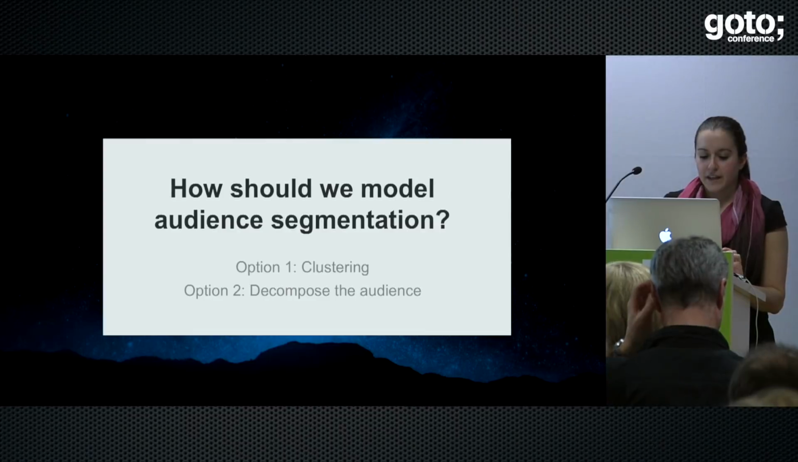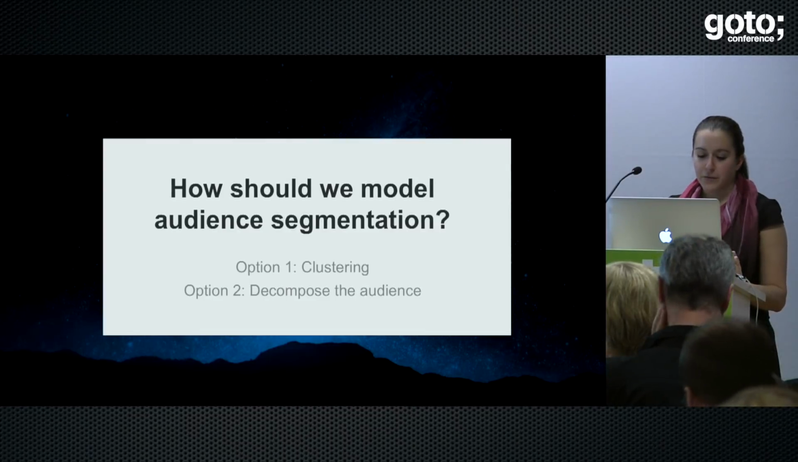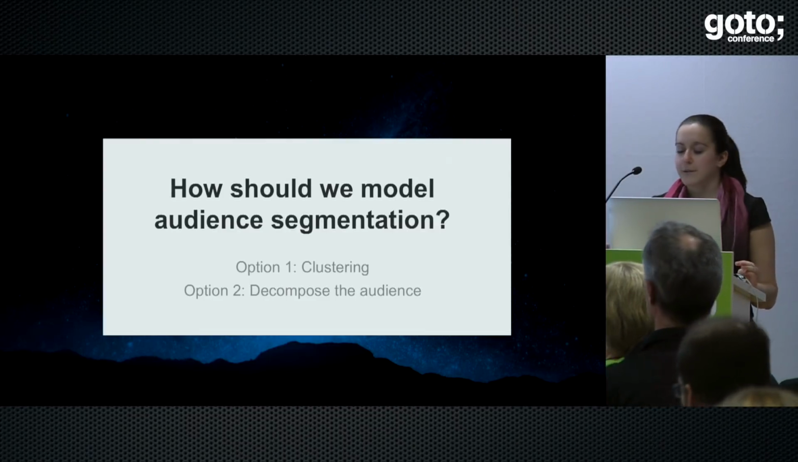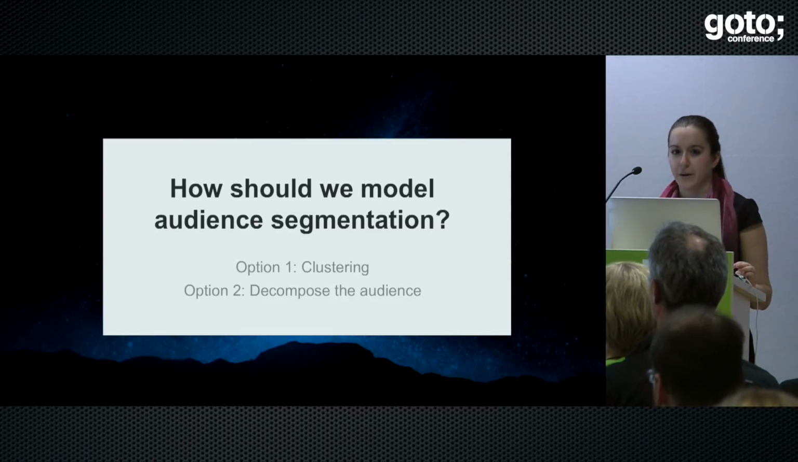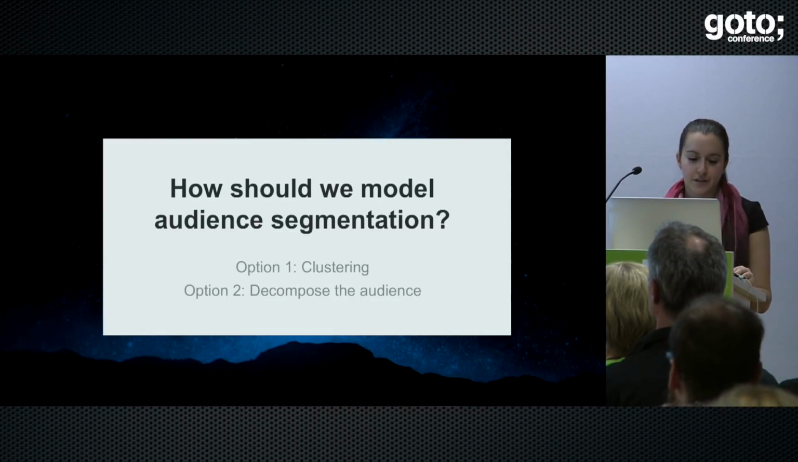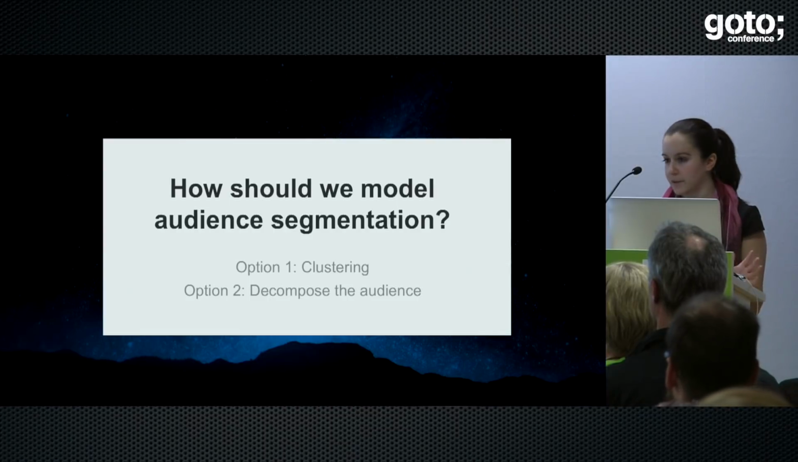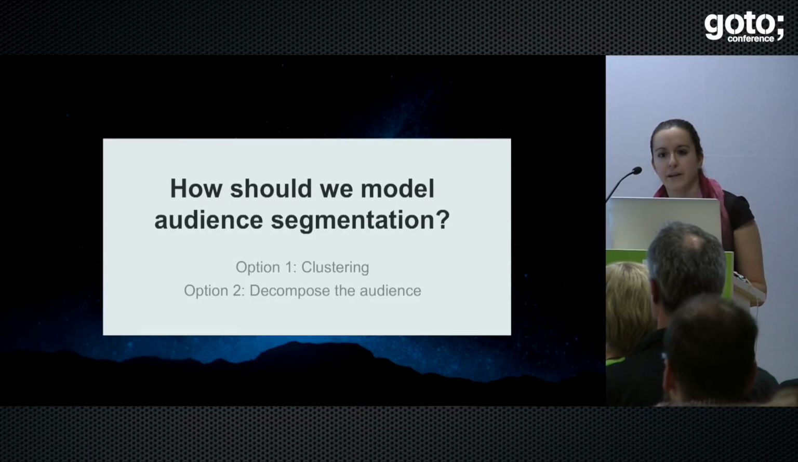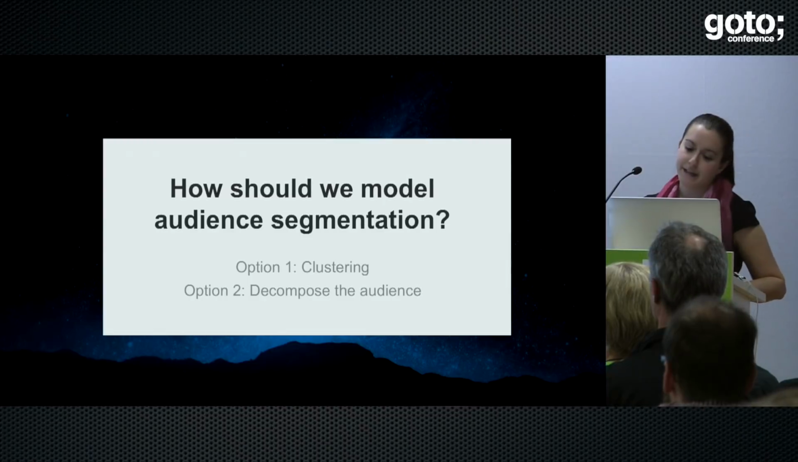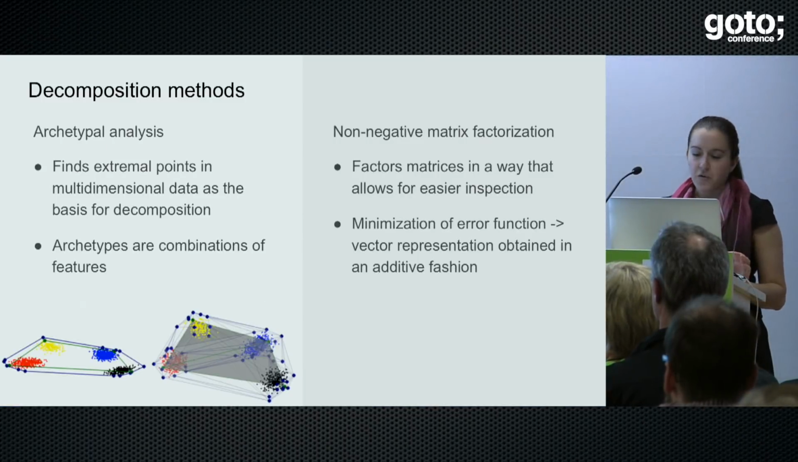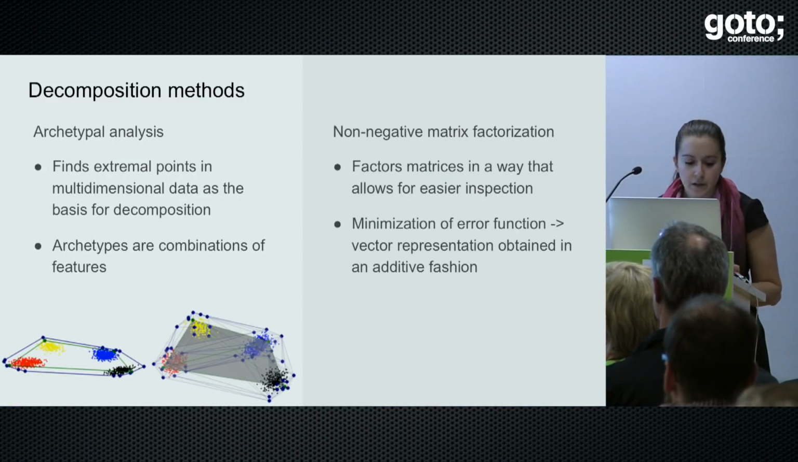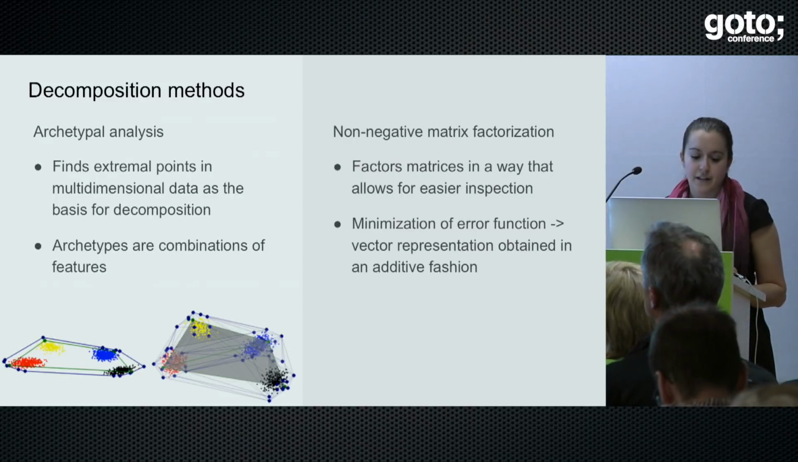So we decided to go the decomposition route, which would create segments for us that are combinations of features rather than just hard separations of features. I tried out a couple of methods for this, non-negative matrix factorization as well as archetypal analysis. So what are these methods? Archetypal analysis is really interesting.